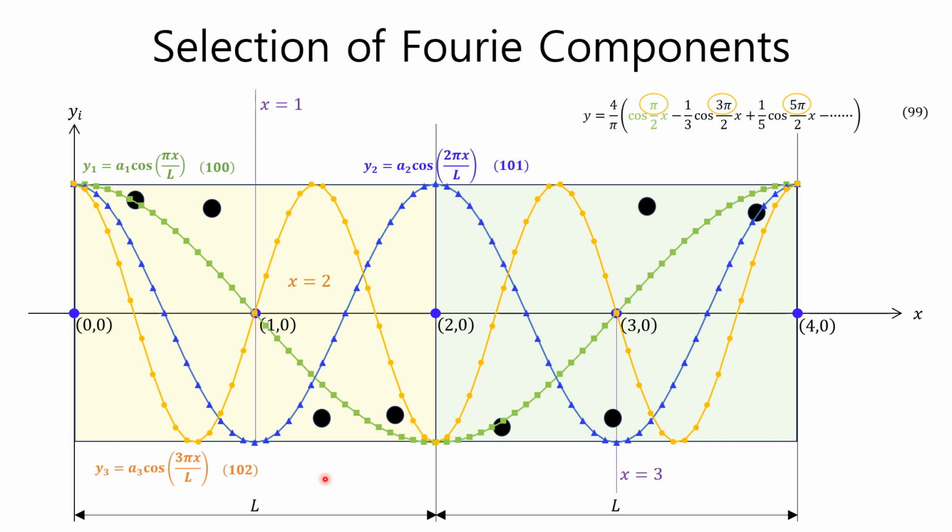As shown in the figure, looking at the half cycle area, it can be seen that y1 and y3 are odd function shapes that are point symmetrical about point 10, and y2 has the shape of an even function that is symmetrical about the line x equals 1. Therefore, y2, which has the shape of an even function in half the cycle, has 0 contribution to the data that has the shape of an odd function, so it is omitted from equation 99.